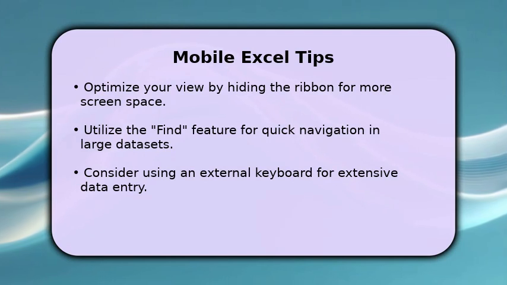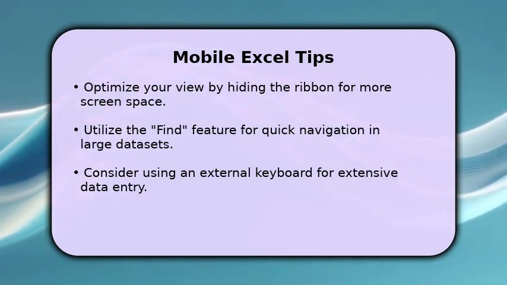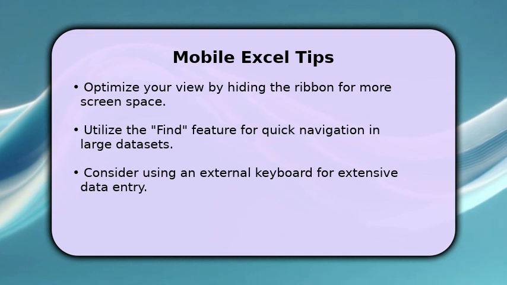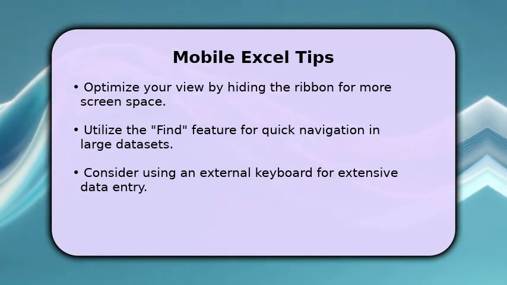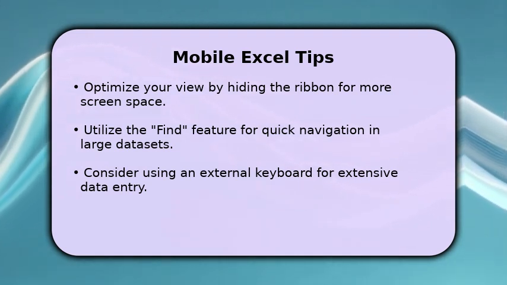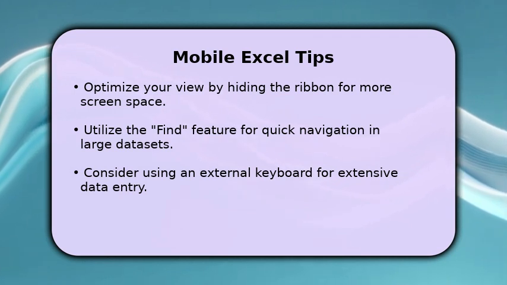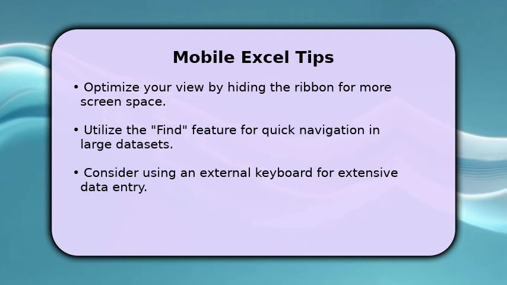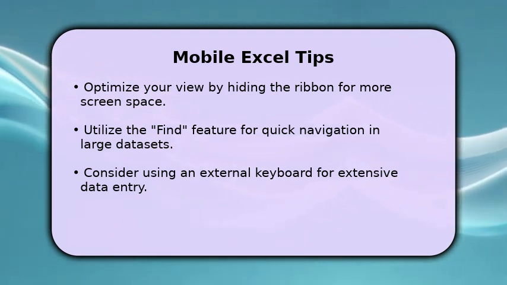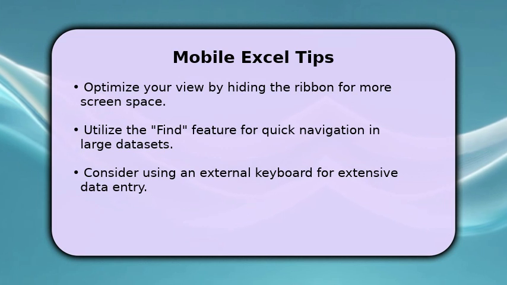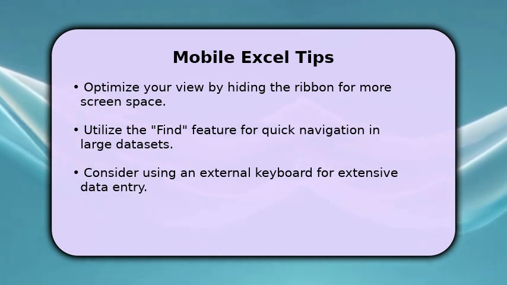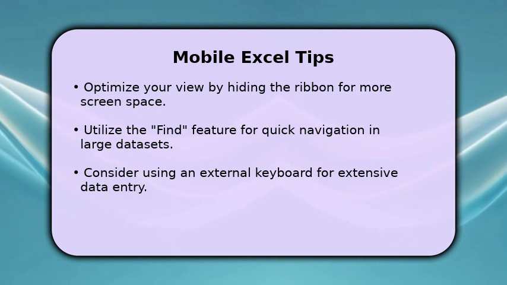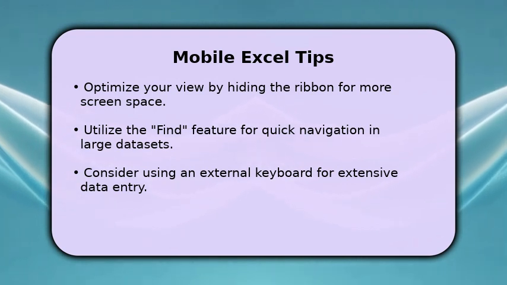To enhance your mobile Excel experience, here are a few helpful tips. For maximum screen real estate, you can hide the ribbon by tapping the arrow icon, giving you a much larger view of your spreadsheet. If you're working with extensive data, the Find feature is incredibly useful for quickly locating specific information. For those who do a lot of typing, connecting an external Bluetooth keyboard can significantly speed up data entry and improve accuracy.